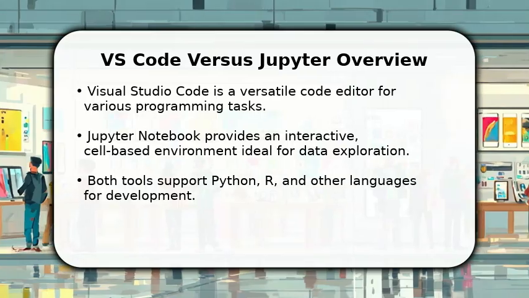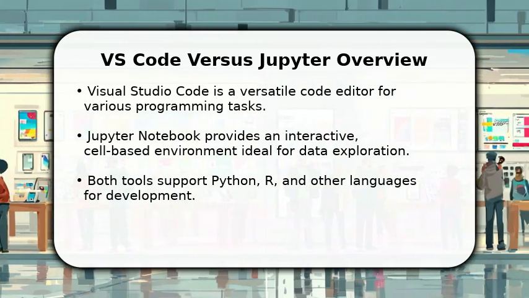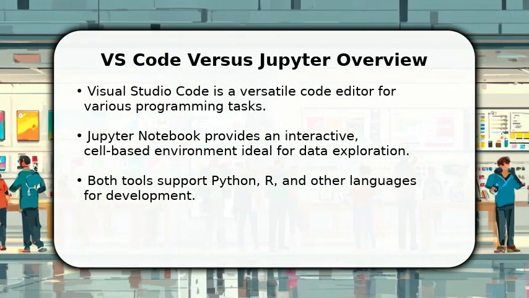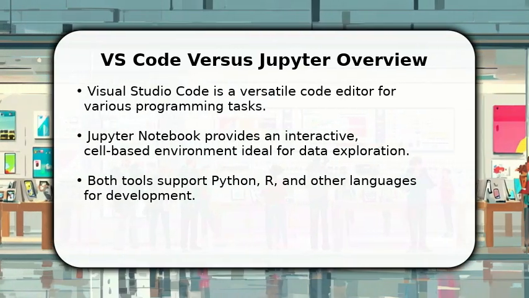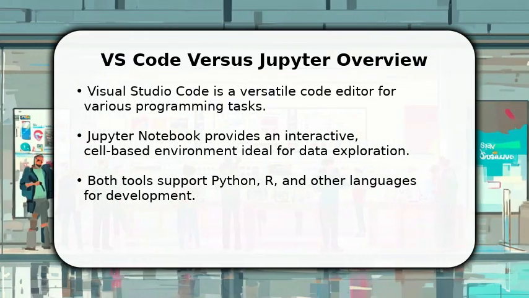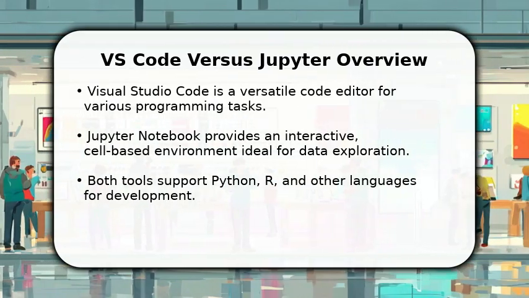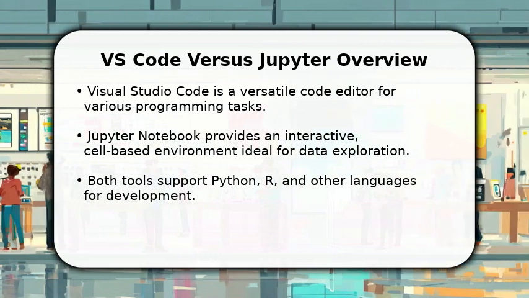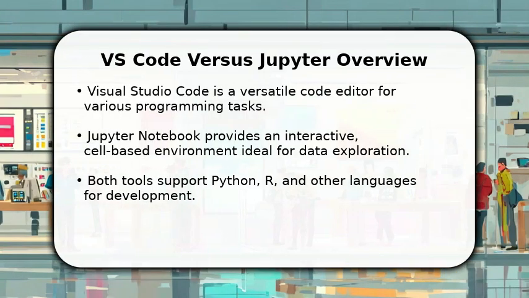In this video, I will compare VSCode versus Jupyter Notebook. We'll explore their core functionalities and ideal use cases. Visual Studio Code, often called VSCode, is a powerful, lightweight code editor, while Jupyter Notebook offers an interactive, cell-based environment. Both are incredibly popular among developers and data scientists, supporting a wide array of programming languages. Understanding their distinct advantages will help you choose the best tool for your specific project needs.